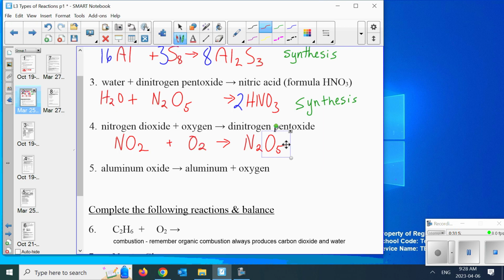Oh, good grief. This one's brutal. Now, I know this is synthesis. Just doing the easy things first, then we balance. I will just get down aluminum oxide, aluminum, and oxygen. Then we'll come back and see if we have time to balance.